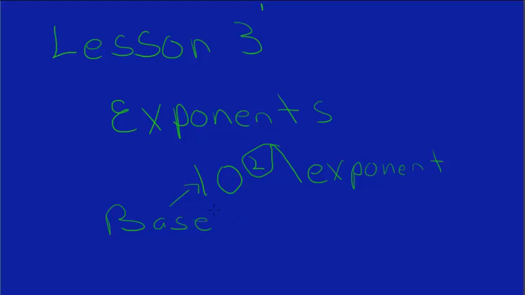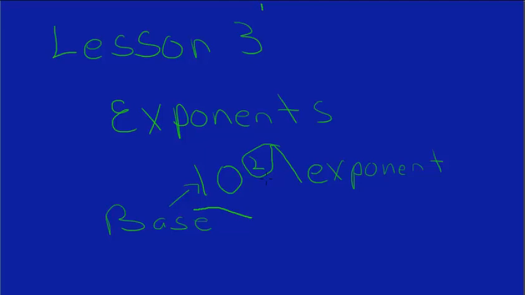When you're talking about exponents, first you have to know that the number itself is called the base. The little number is called the exponent. The exponent tells you how many times you're multiplying the base.